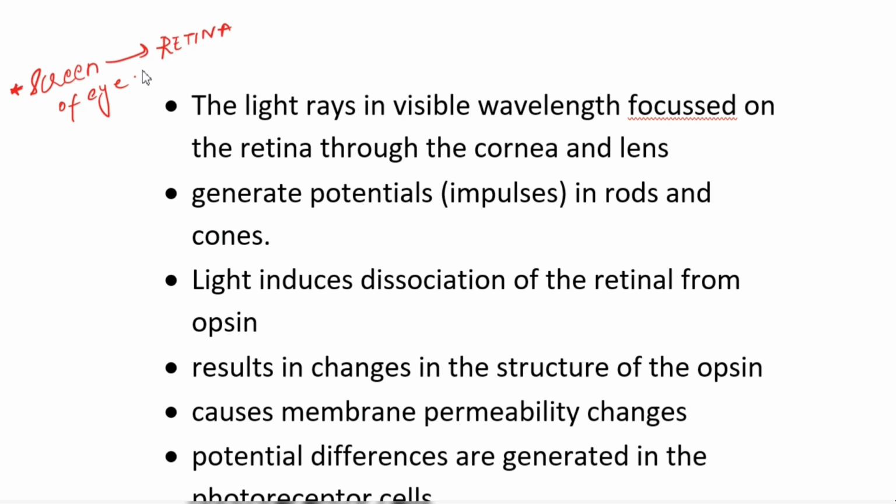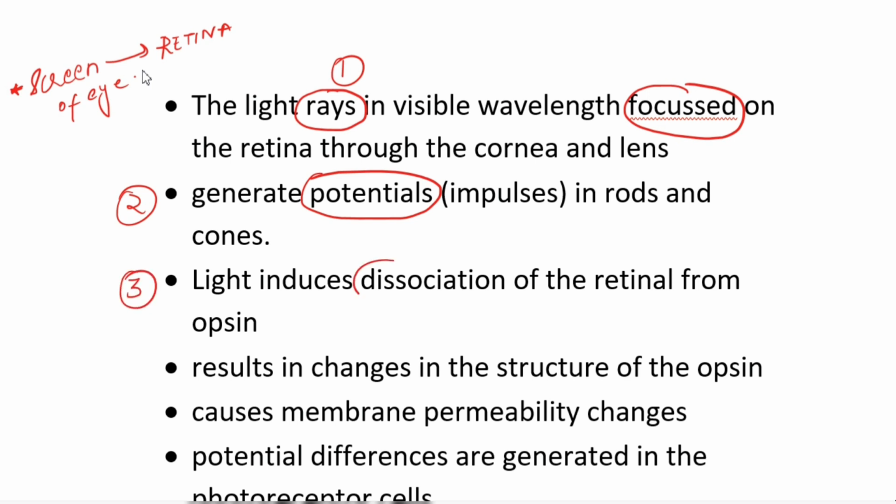The screen, the lens of the human eye is what? You have to find out and tell me. And the screen of the human eye is called the retina. The retina acts as a screen. So when light is focused on the retina, potential or impulse is generated in the photoreceptor cells, which is the rods and the cones. Okay, and this light will induce the dissociation of retinal from opsin.